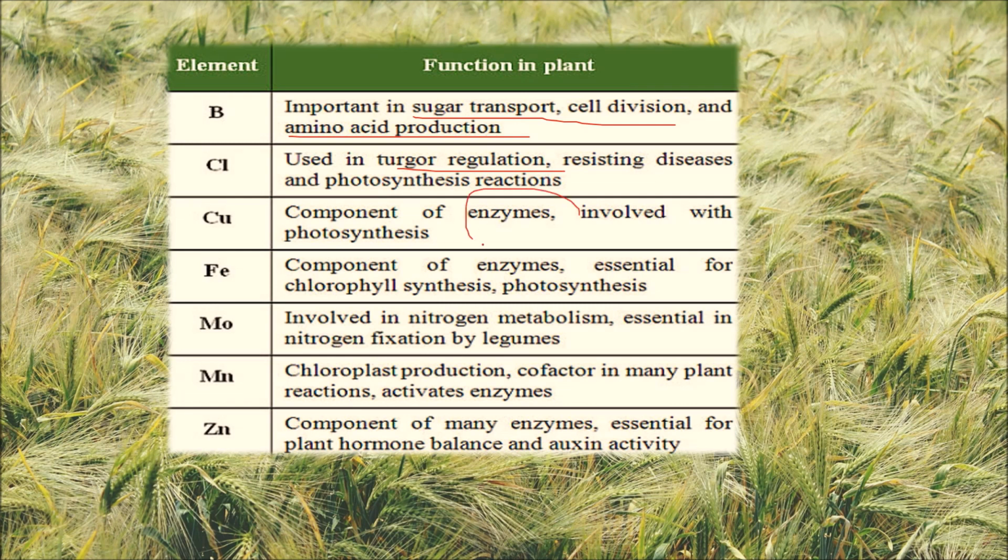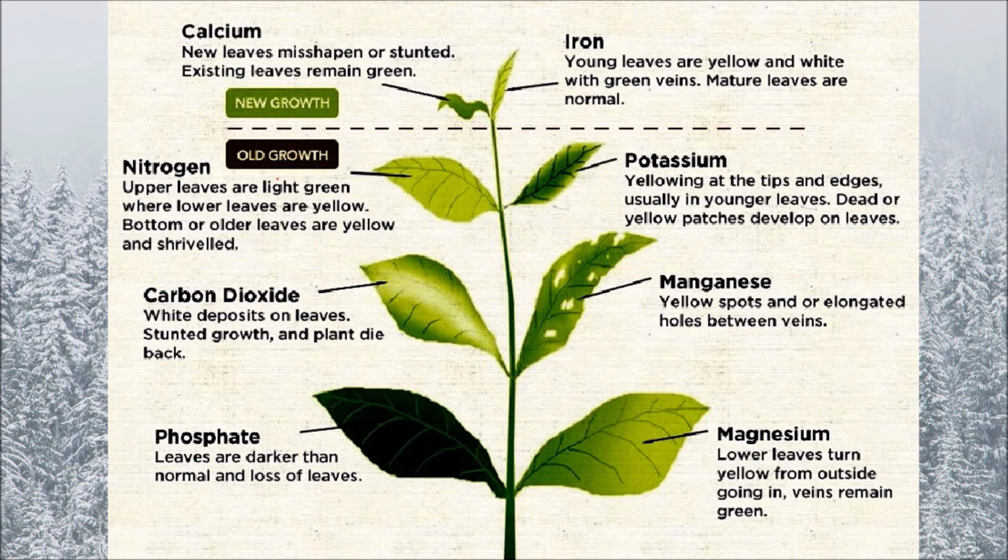Copper is important as a component of the enzyme. Iron is also an important component of the enzyme. Zinc is also a very important component of the enzyme and the other activity associated with it. Molybdenum is important for nitrogen metabolism. Manganese is responsible for chloroplast production and the cofactors activating the enzymes. So these are the micro elements or micronutrients, which are also a very important part, or they are the building blocks of the plants' better health and nutrition.